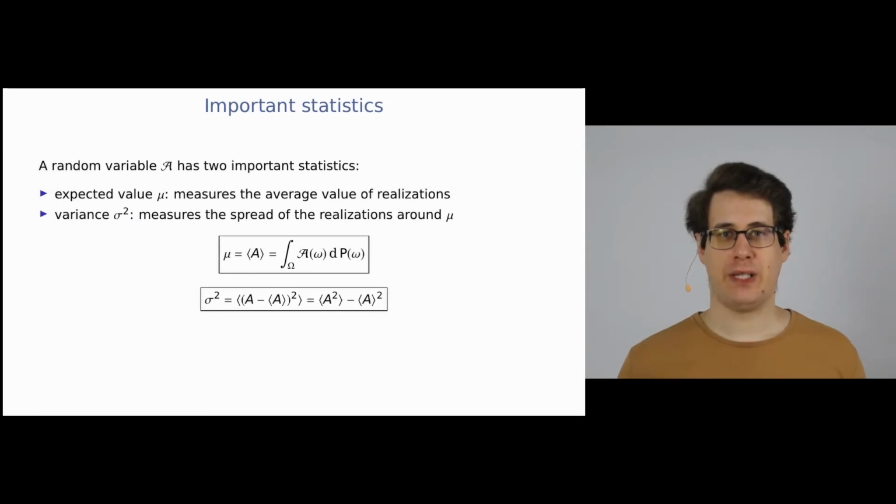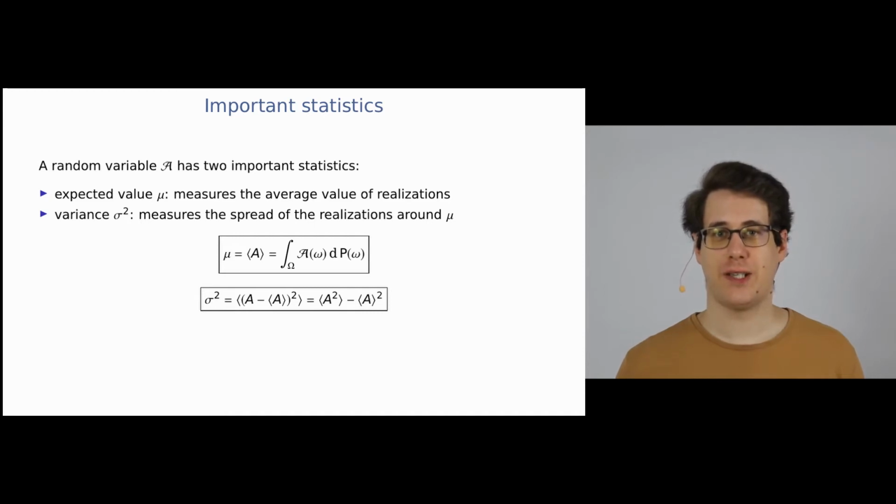Random variables can be characterized by a probability distribution, and these probability distributions usually have two or more parameters. The most important ones are the mean, mu, and the variance, sigma squared. You can have probability distributions with more parameters, but usually the mean and the variance are the most important ones.